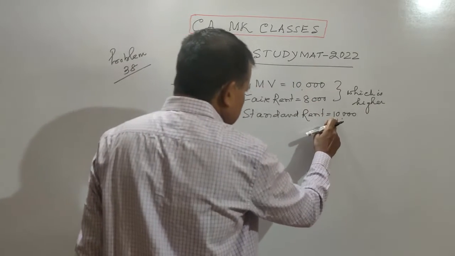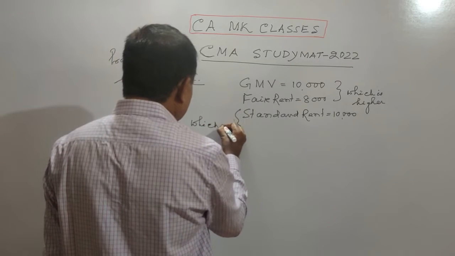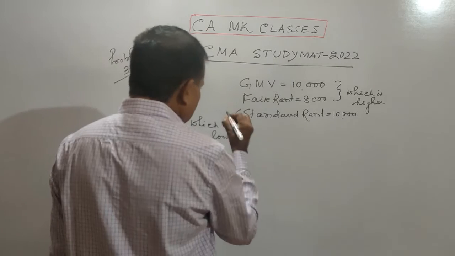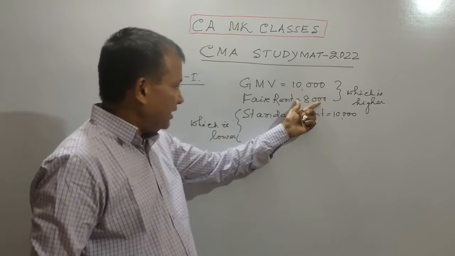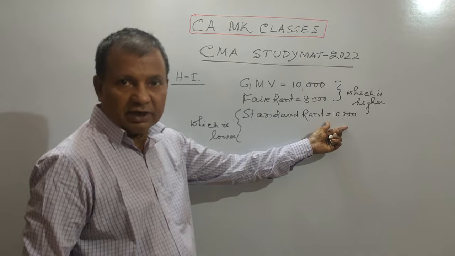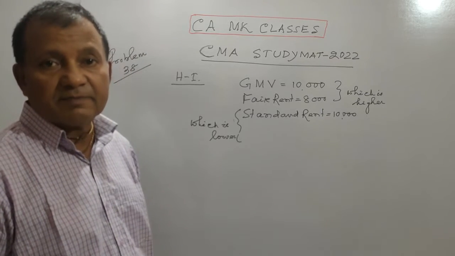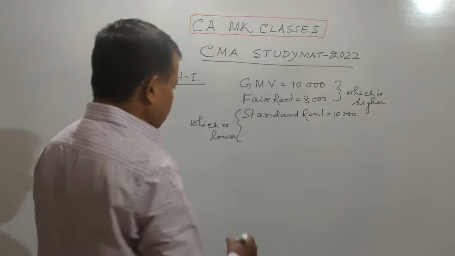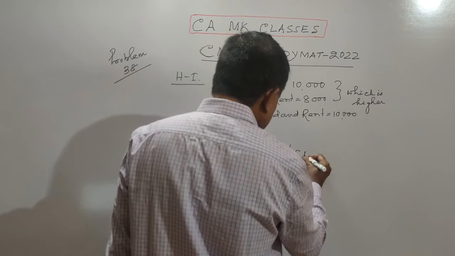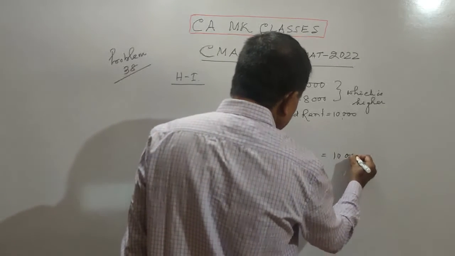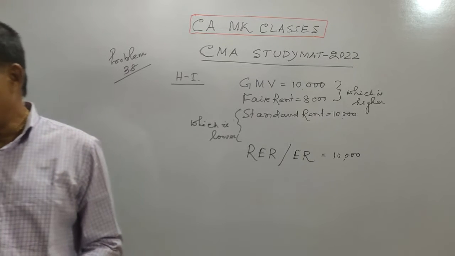So 10,000 and this is also 10,000. Whichever is lower, both are 10,000. Whichever is higher here, 10,000. Again you take 10,000 and standard rent 10,000, whichever is lower, both are the same. So 10,000 is the reasonable expected rent, or expected rent, equal to 10,000. So this is how we do house property 1.